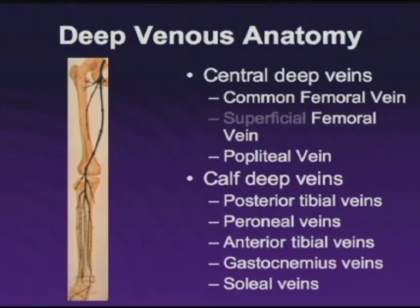So after we deal with the central veins, we are dealing with the calf veins, and they are two different sets of veins. Those that lie between the muscles, the posterior tibial, peroneal, and anterior tibial veins, and those that lie within the muscles, the so-called gastrocnemius and soleal veins that are present.